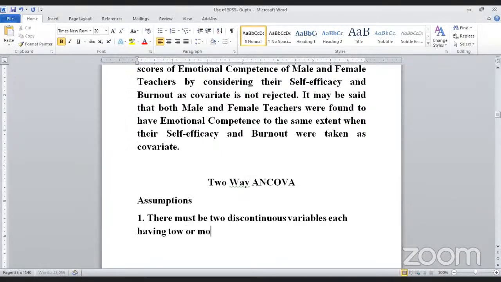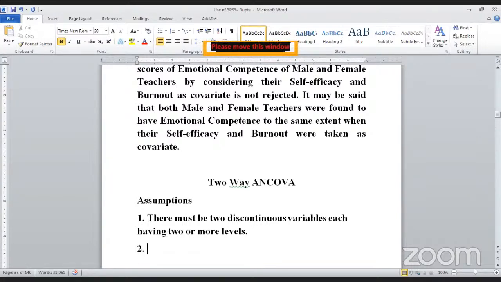...or more levels. So each variable may have two levels, or one variable may have two levels and another may have 5 levels. As we have done in two-way ANOVA, similarly here it will be 2 by 2 or 2 by 3 or 4 by 5, whatever it is.